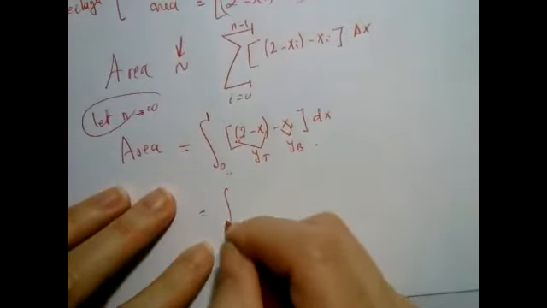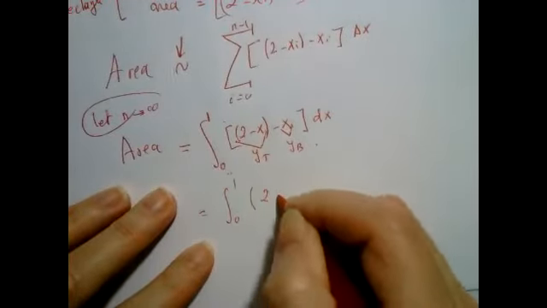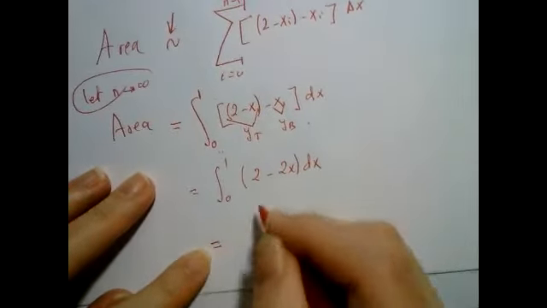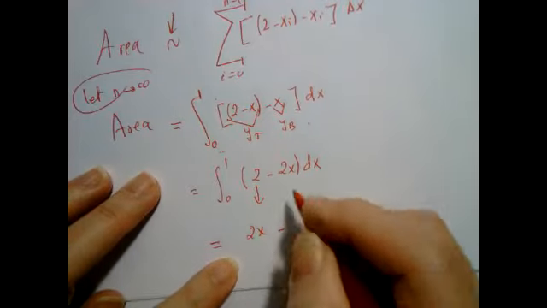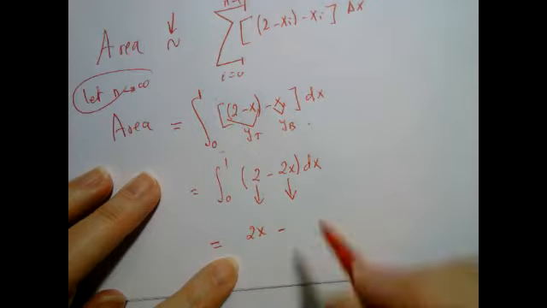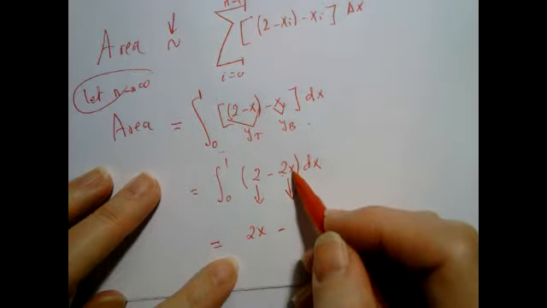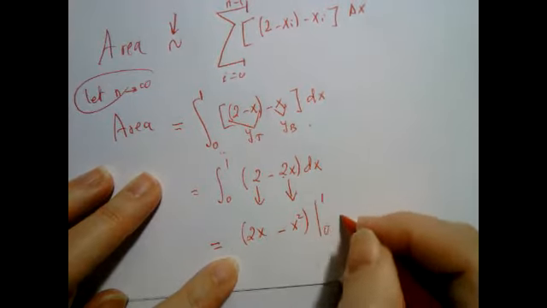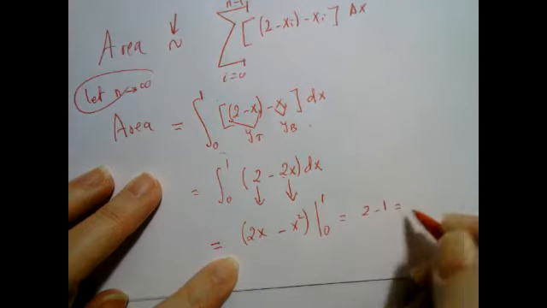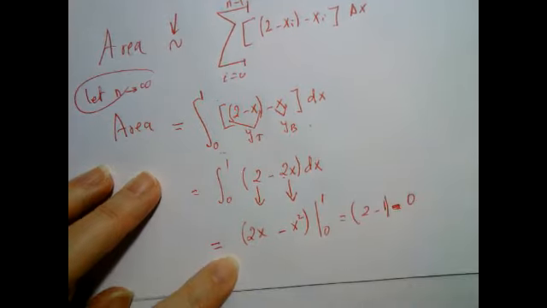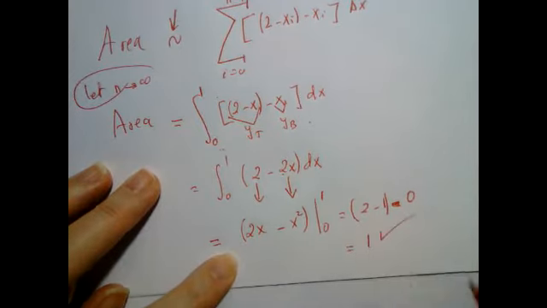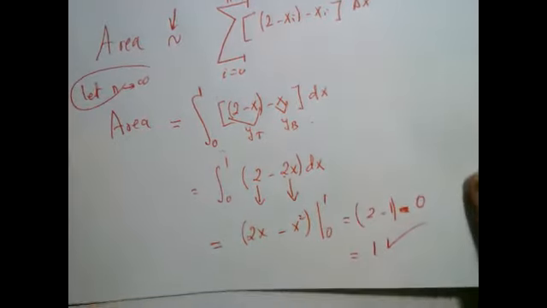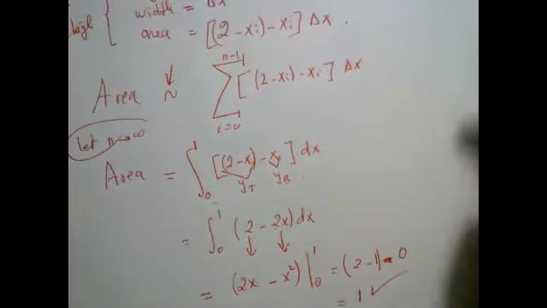So this would become the integral from 0 to 1 of 2 minus 2x dx. And now we find the antiderivative. Antiderivative of 2 is 2x. Antiderivative of 2x is 2 times a half x squared, which is going to give me x squared, between 0 and 1, which is 2 minus 1, minus at the lower limit, which is 0, which is equal to 1. Okay, so that's the way we are going to do a few of those problems. So that's part A.